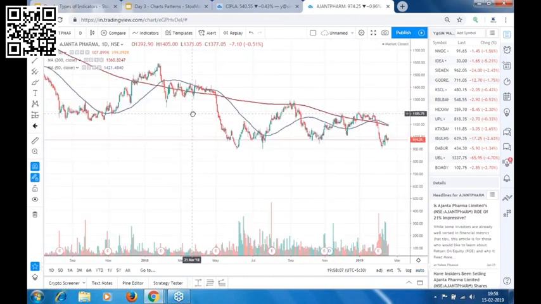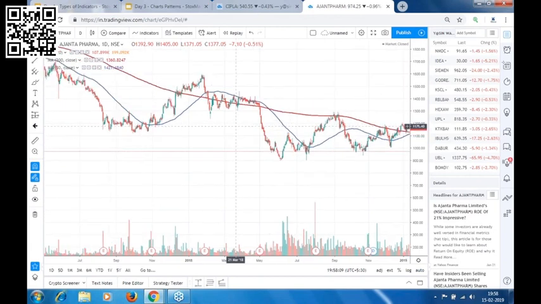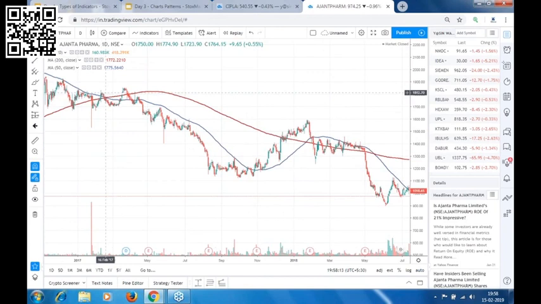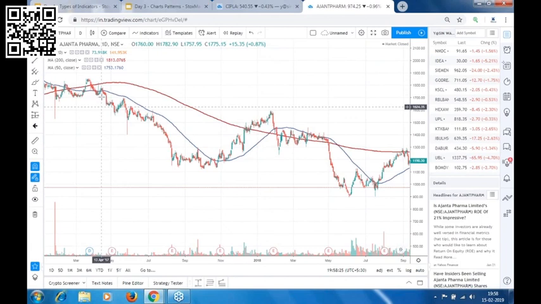See Ajanta Pharma. It broke the 200 period moving average, and see 50 period moving average also crossed below 200 period moving average. Now this is known as a death cross. Every time the stock goes near the 50 period moving average, we see a pullback. Even here it is taking a resistance from the 50 period moving average.